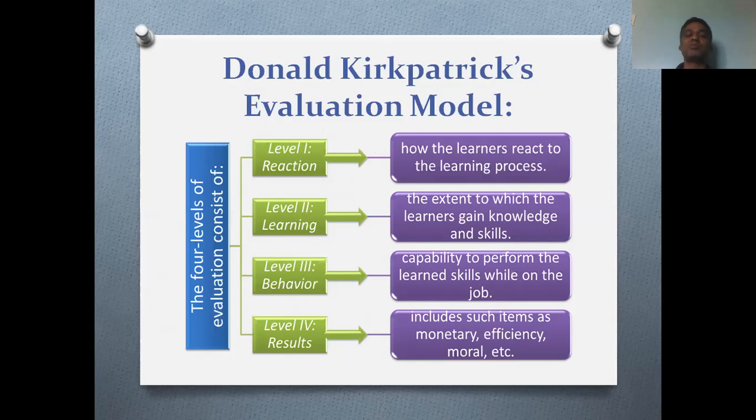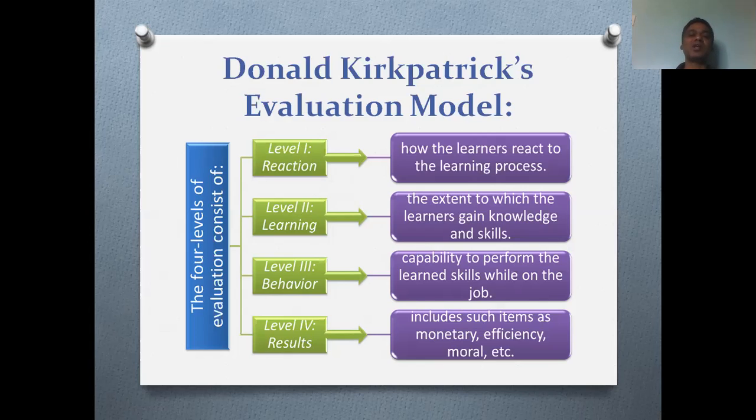Then level three is behavior on the job, the capability of the trainees to perform the learned skills while on the job. After training is over, when they are put on the job, whether the behavior changes and what the capability level is, whether it has increased because of the training program. So this is the third level of training evaluation.